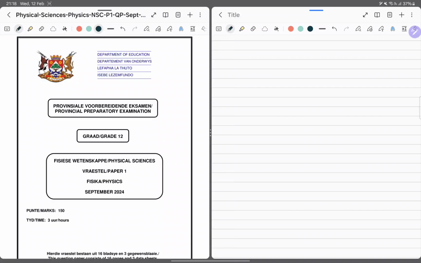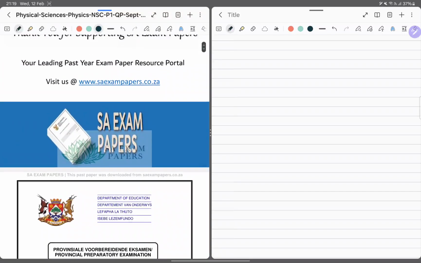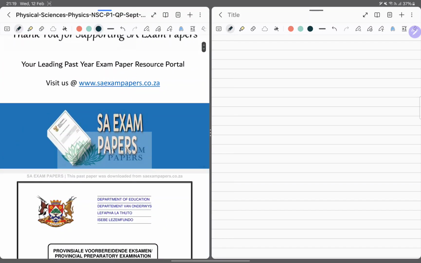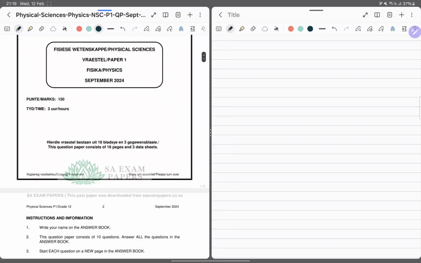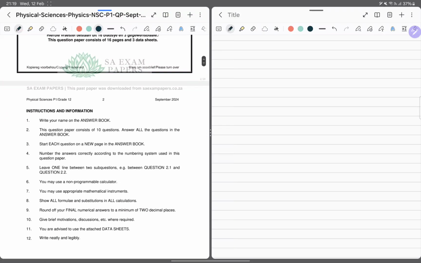Somebody requested that I do a question from this question paper. This was the Northwest trial paper from last year, 2024. So I got this from essay exam paper. So you can get a copy there or you check the description. I will attach this question paper there.